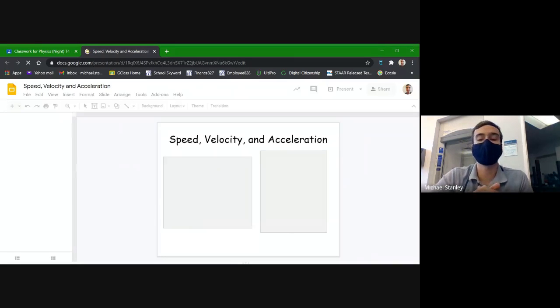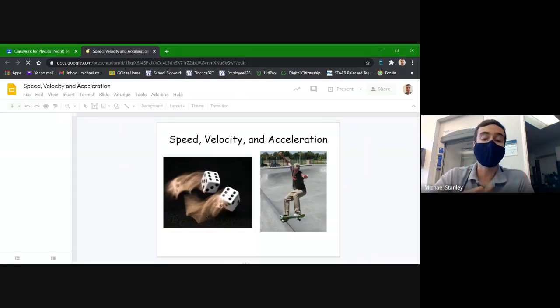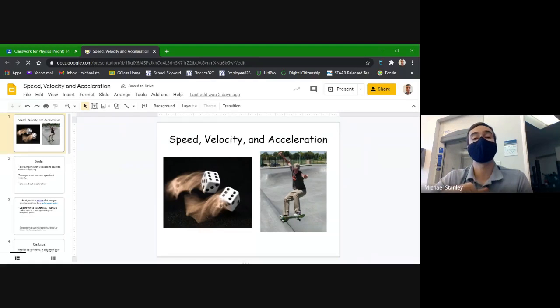So we're going to look at notes that deal with speed, velocity, and acceleration. Even though these all sound really similar, in terms of physics they are related but separate quantities, separate things that can be measured in order to get an idea of how the motion of a certain object might be changing.